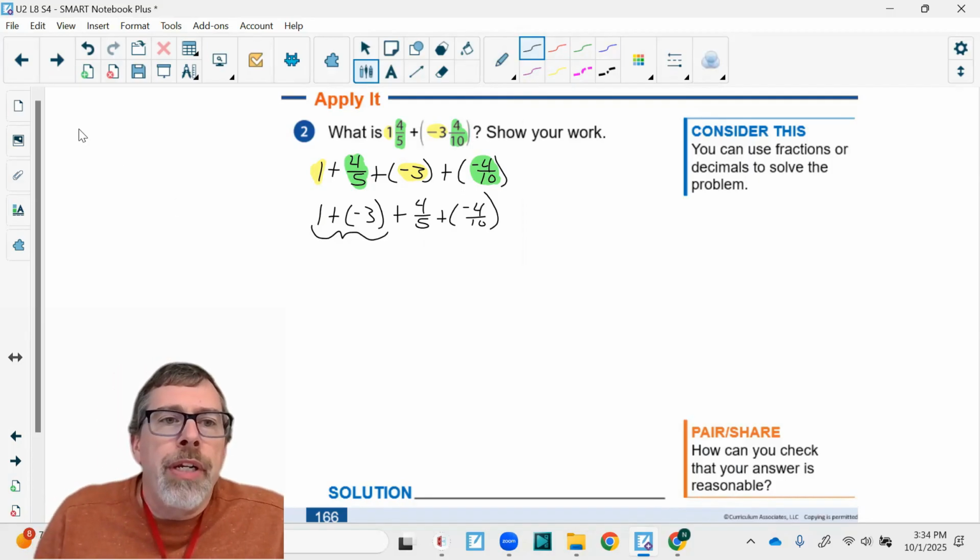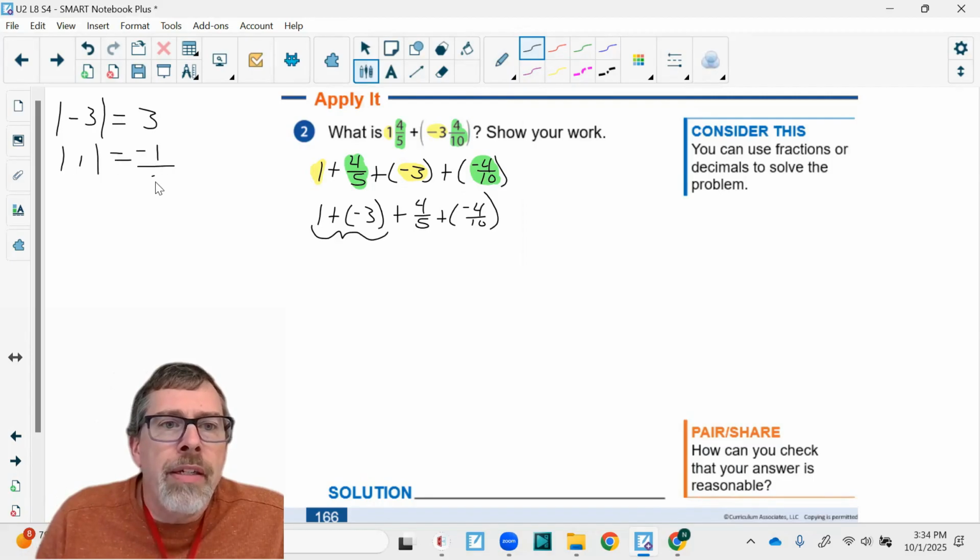1 plus -3. -3 has the larger absolute value. That is 3. The absolute value of 1 is 1. We subtract and get 2, and we take the sign of the bigger absolute value. So this is going to become -2.